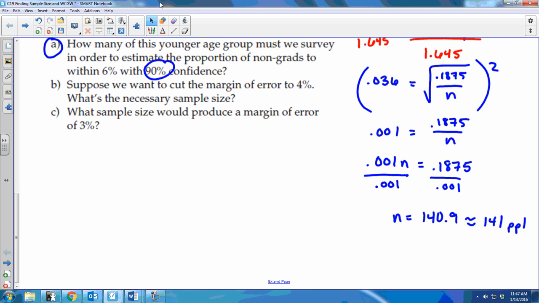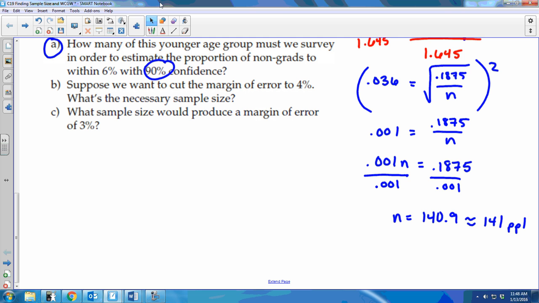I'm not going to do part B and C. They ask you the same question over and over again, but with different margins of error. Suppose you want to cut the margin of error to 4%. What's the necessary sample size? You change 0.06 to 0.04. What sample size will produce a margin of error of 3%? It's the same question, just written differently. So 0.03 instead of 0.04 and 0.06.